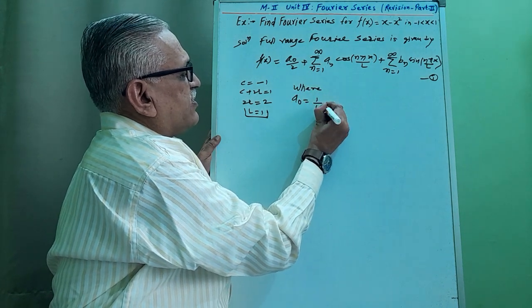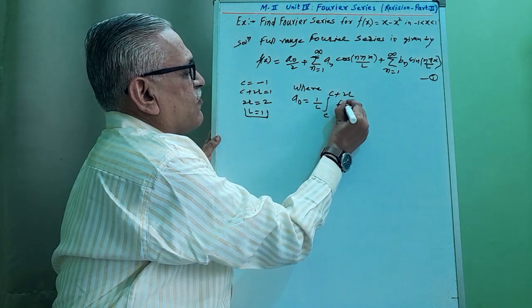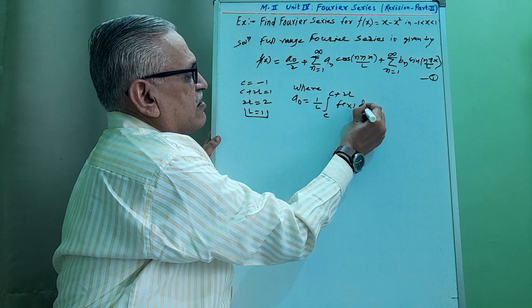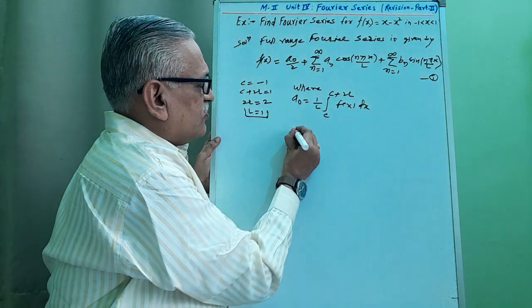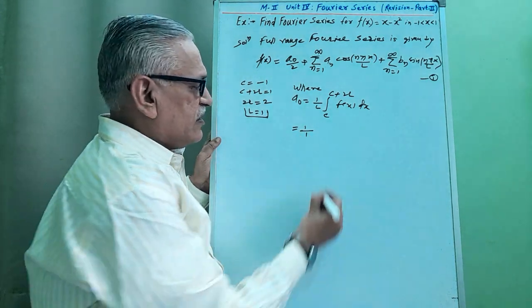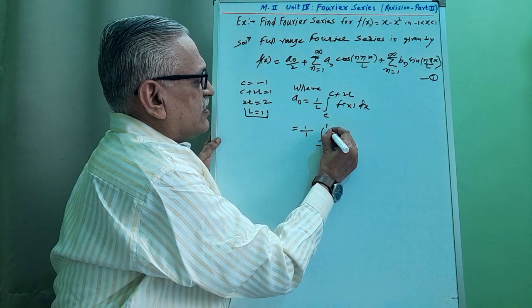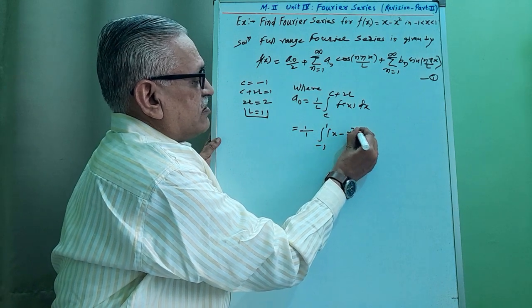Where A0 is given by 1 by L integration from C to C plus 2L f of x dx, and therefore 1 by 1, value of C is minus 1, C plus 2L is 1, function is x minus x square.